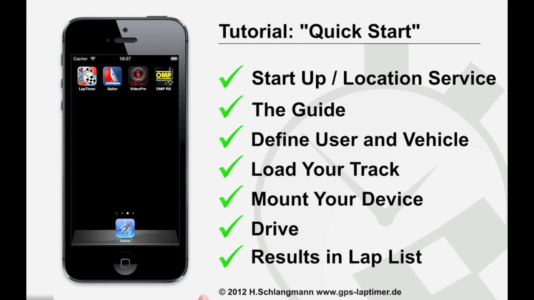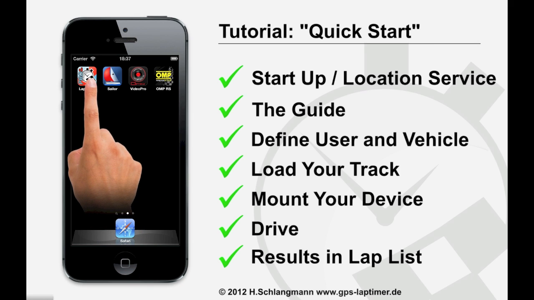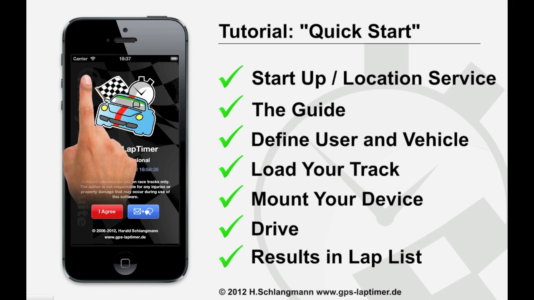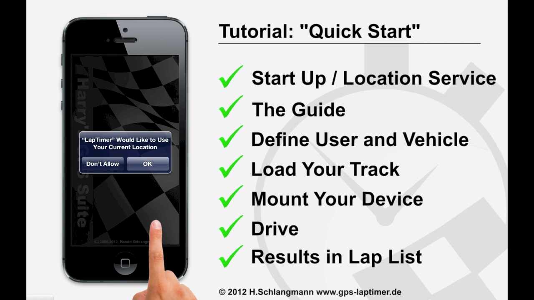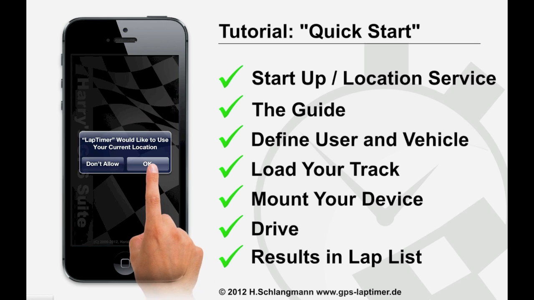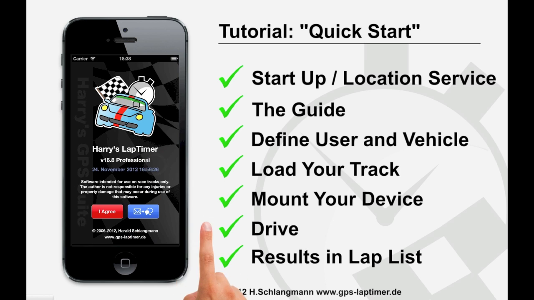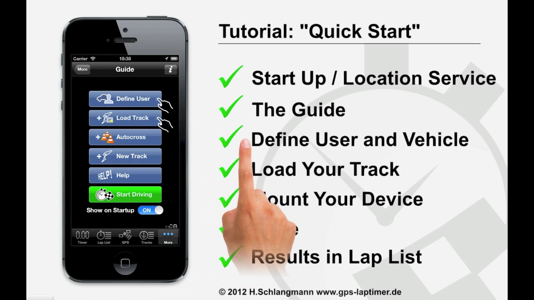And we start by clicking the LapTimer icon and start the application the first time just after download from App Store. The first thing you will get is a question from iOS whether you allow LapTimer to access your location service. You need to press OK here, because without a GPS, LapTimer will not be able to work. So we press OK here. Next thing is you see the About dialog. Click here, I agree, to continue in the app.